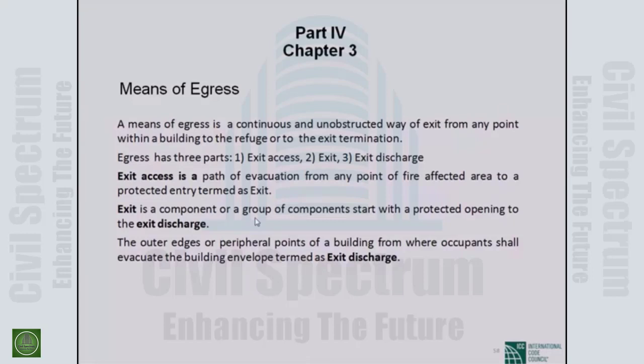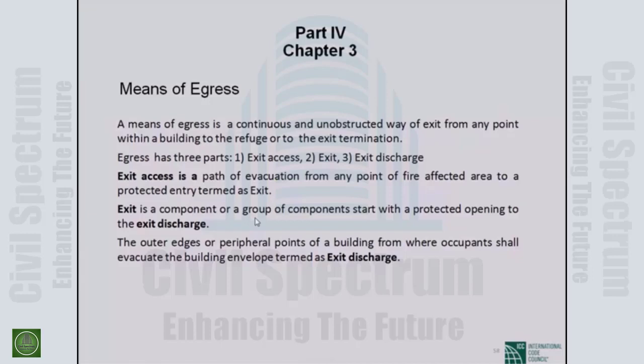If the entry is reached, that means his exit access is finished. That means a door, that is the termination of the movement of a person to a safe door. From the door to the outer exit is the exit. From the entry of the door, normally it is a fire door. The outside of the fire door is the termination of the exit access, and the inside of the door is the start of the exit.